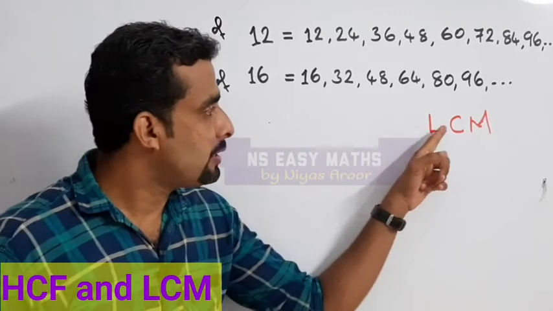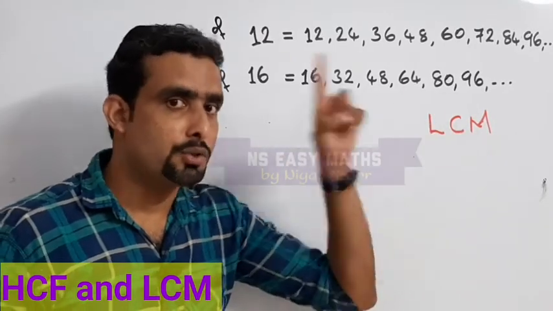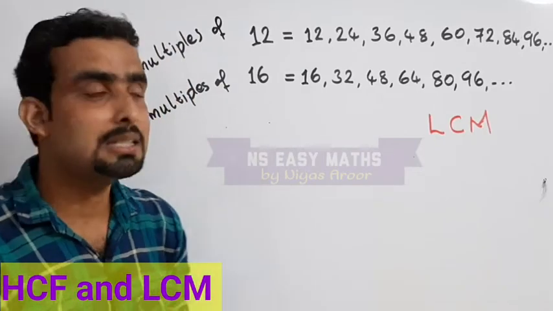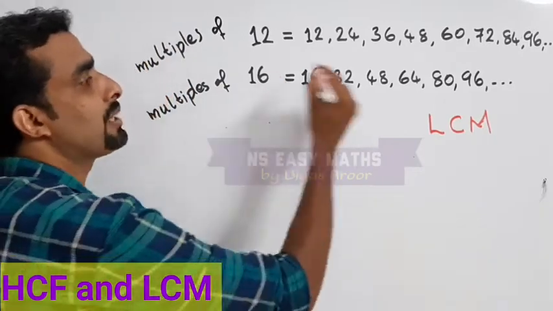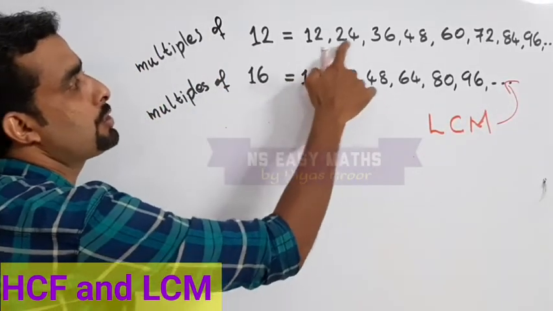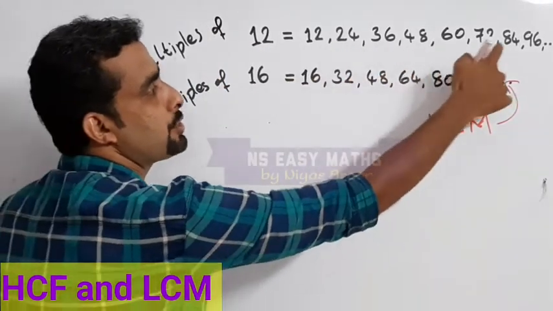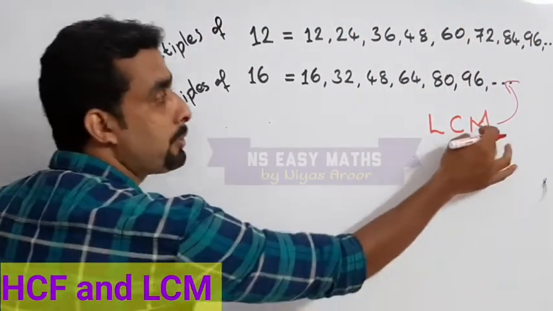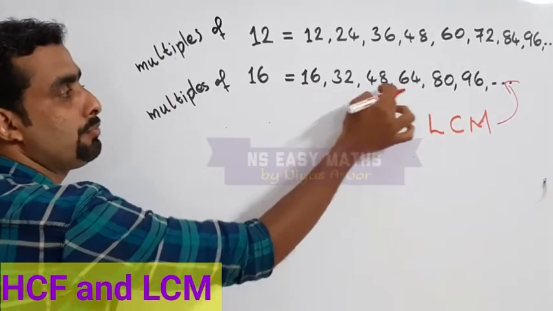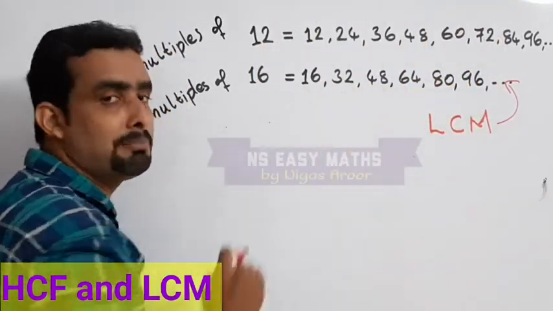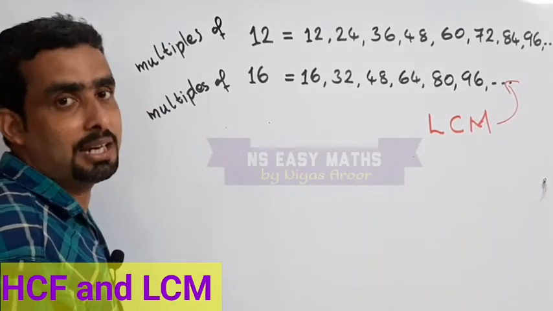We have to find the lowest common multiple. So at first we have to write what? The multiples. What are the multiples of 12 and 16? Look at this. Multiples of 12: 24, 36, 48, 60, 72, 84, 96, etc. going on. And multiples of 16: 32, 48, 64, 80, 96, etc. So these are the multiples of 12 and 16.